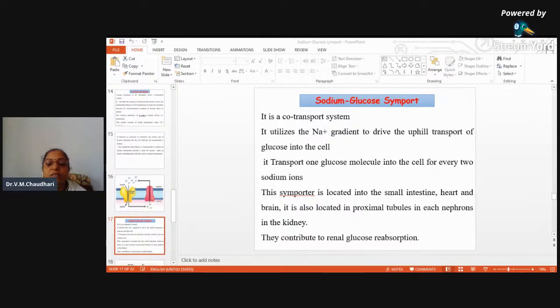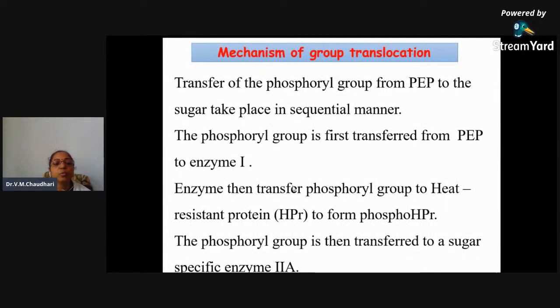Mechanism of group translocation. Now you pay your attention here. What is the mechanism of group translocation? Transfer of phosphoryl group from phosphoenol pyruvate to sugar.